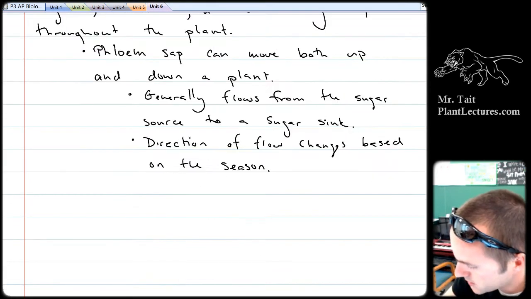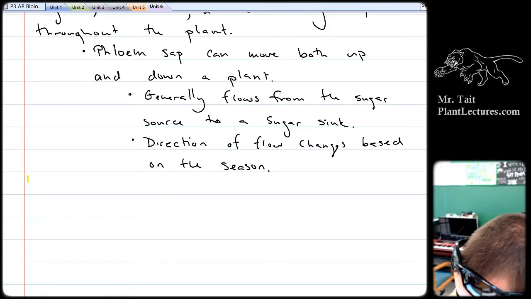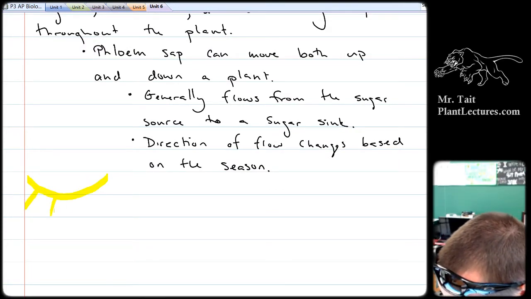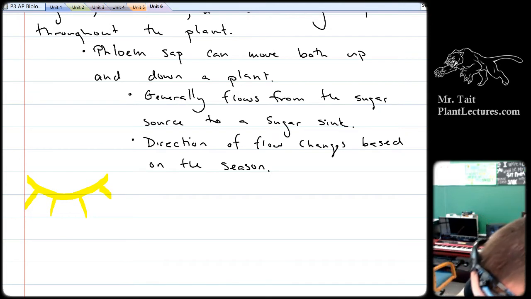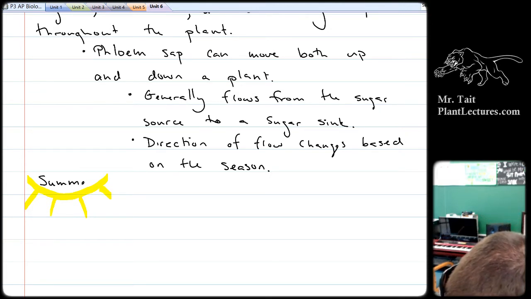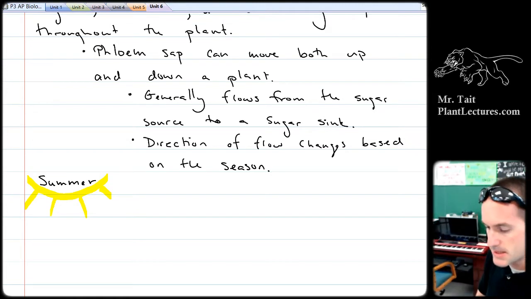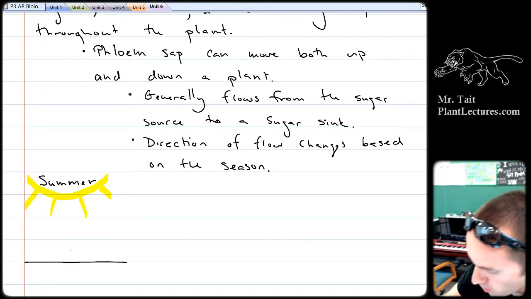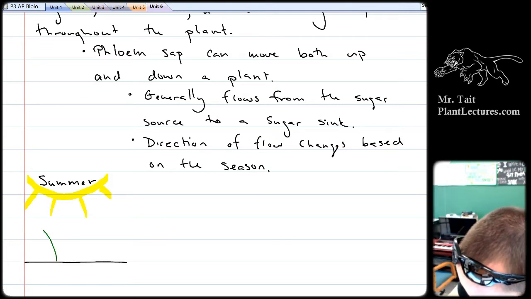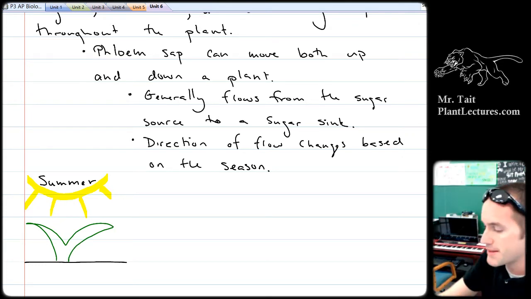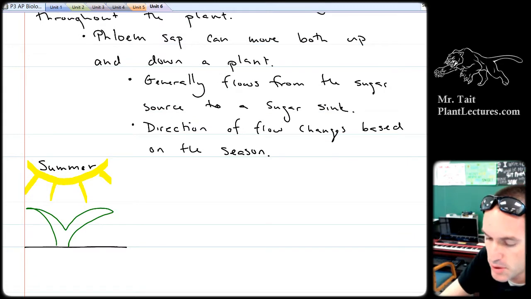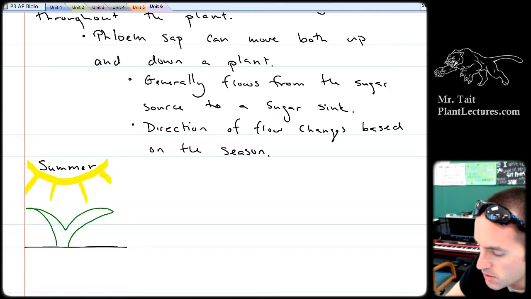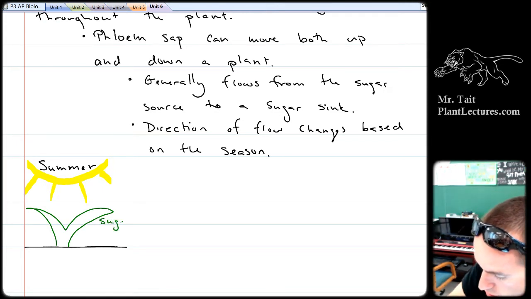Okay, so let's say that we've got summer here. This is going to represent summer. In the summer, the sun is nice and bright, and it provides a lot of energy for plants to grow. So let's say we've got a nice potato plant here, and it's absorbing the sunlight and going through photosynthesis and producing a whole bunch of sugars, right? That means that the leaves are going through photosynthesis and they are becoming what's called the sugar source.